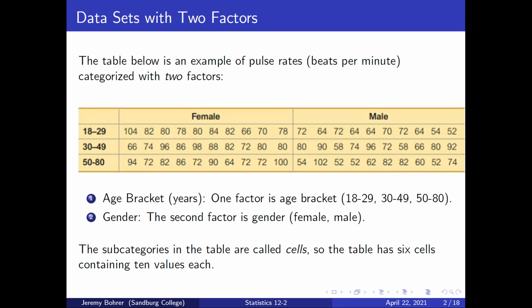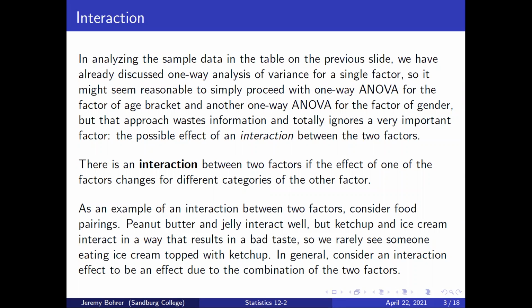The subcategories in the table are called cells. So the table has 6 cells containing 10 values each. In analyzing the sample data in the table on the previous slide, we have already discussed one-way analysis of variance for a single factor. So it might seem reasonable to simply proceed with one-way ANOVA for the factor of age bracket and another one-way ANOVA for the factor of gender.